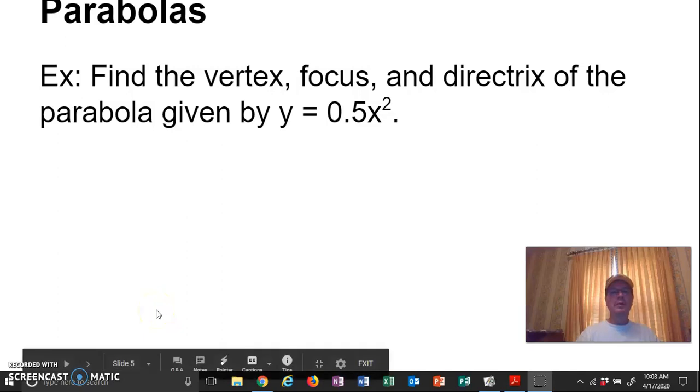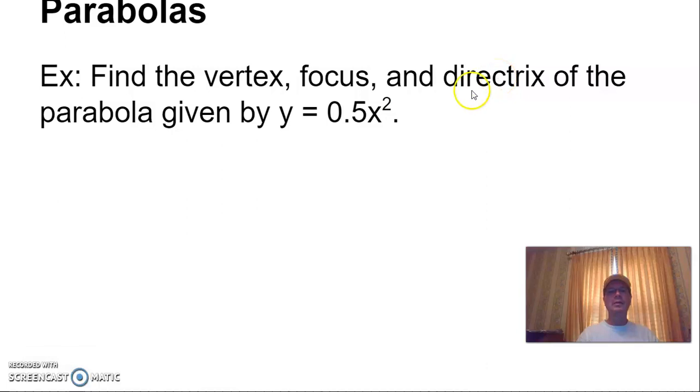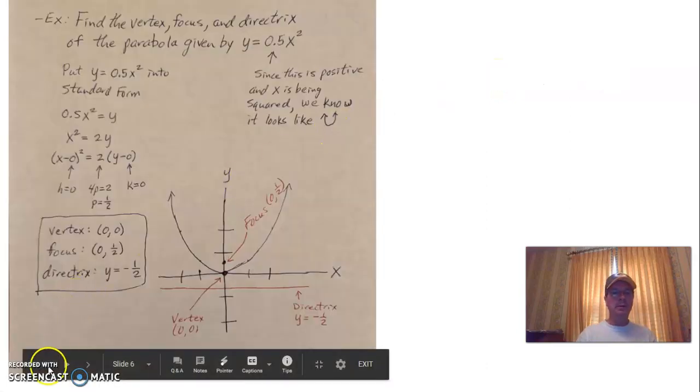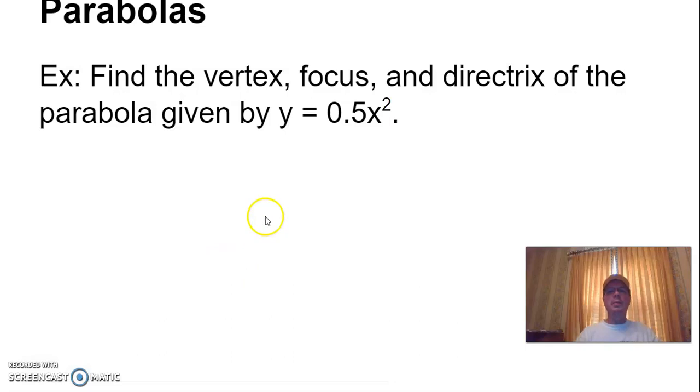Okay, here's our first example problem. And the problem is this. Find the vertex, the focus, and the directrix of the parabola given by y equals 0.5x squared. So y equals 1/2 x squared, or 0.5 x squared.